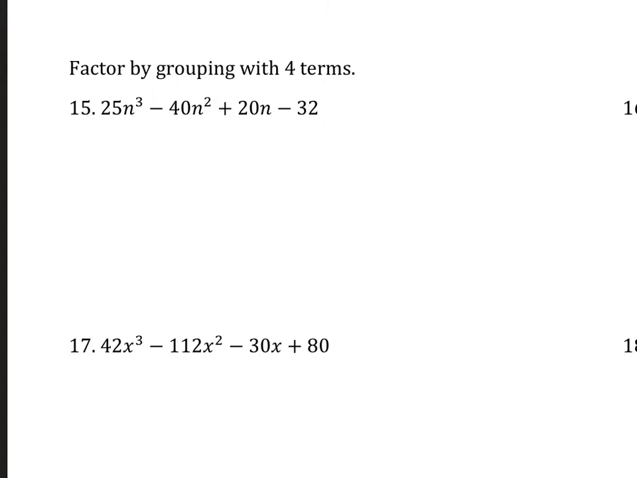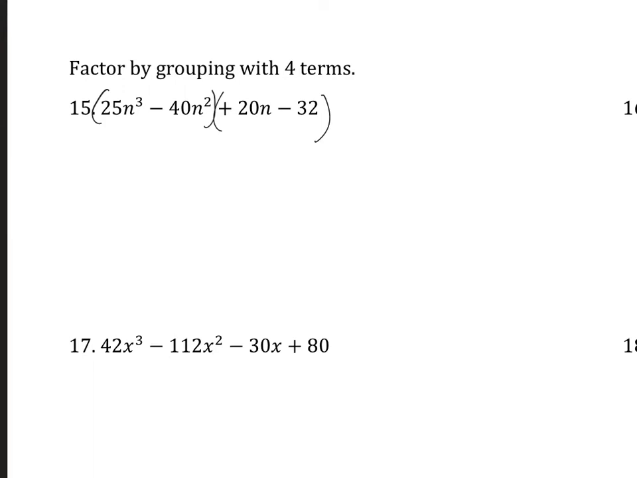So looking at it, we're going to split it in half. Well, first thing, is there any GCF for this whole thing? 5 doesn't go into 32. And that looks like it's it. So no, there's not. So we're going to split this in half. So we have 25 and 40.